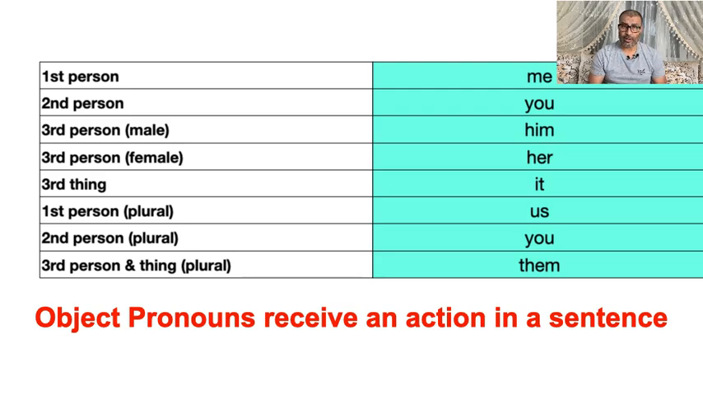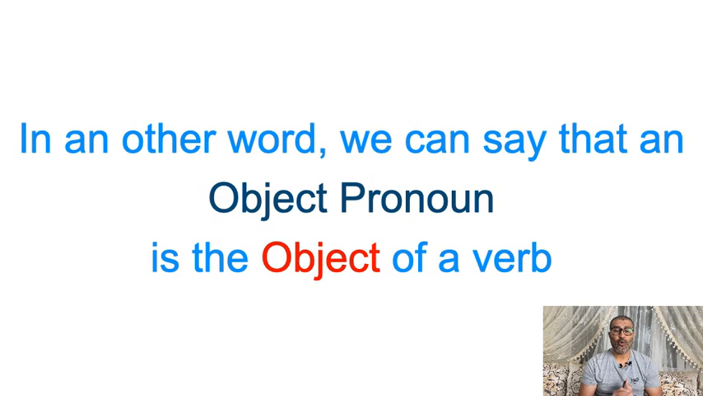In another way of saying it, we can say that an object pronoun is the object of a verb. So the object pronoun is the one that receives the action or receives the verb. Okay, so this is the main difference.